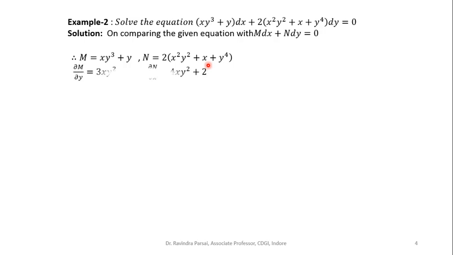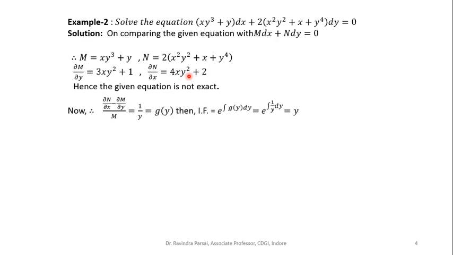Now on differentiating M partially with respect to y, the differential is 3xy square plus 1, and the differential of N with respect to x is 4xy square plus 1 into 2, which is 2. Therefore you will observe that both are not equal, that is, the equation is not exact.